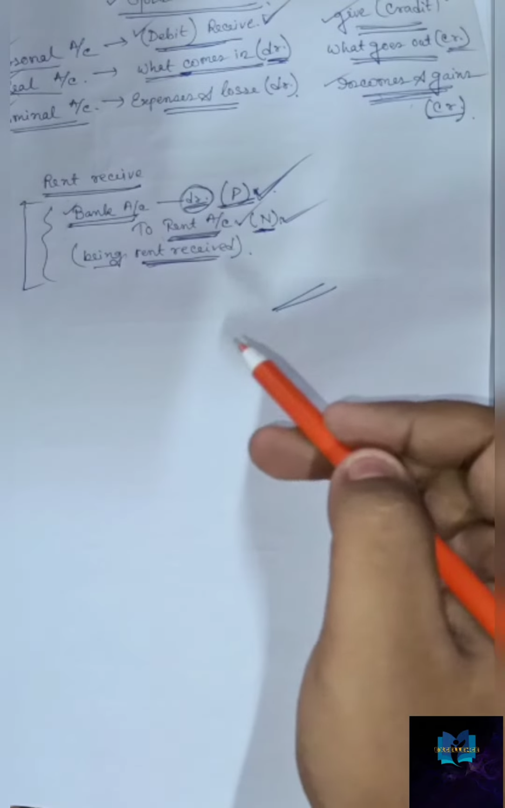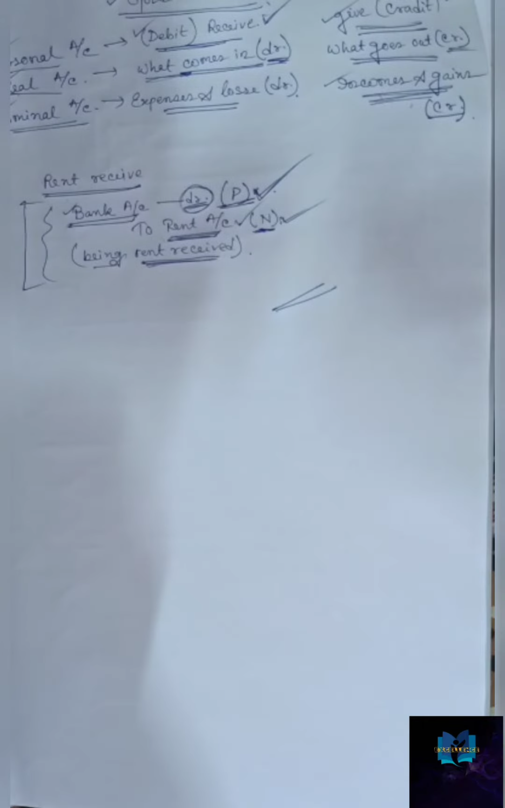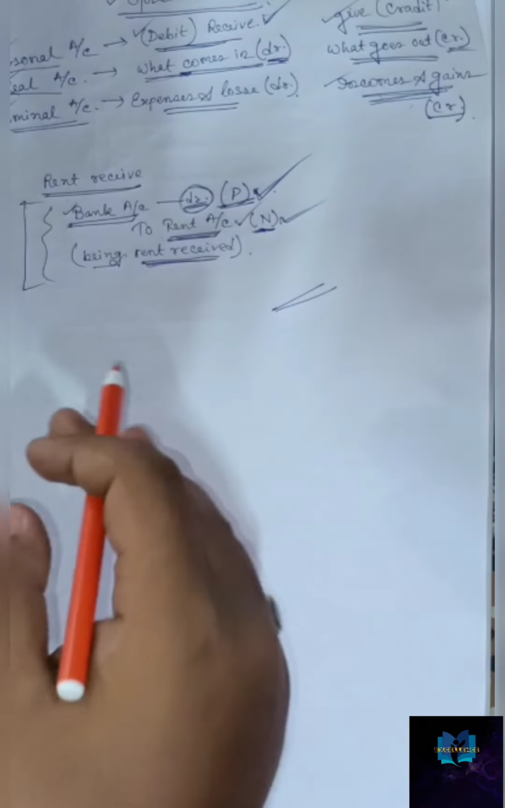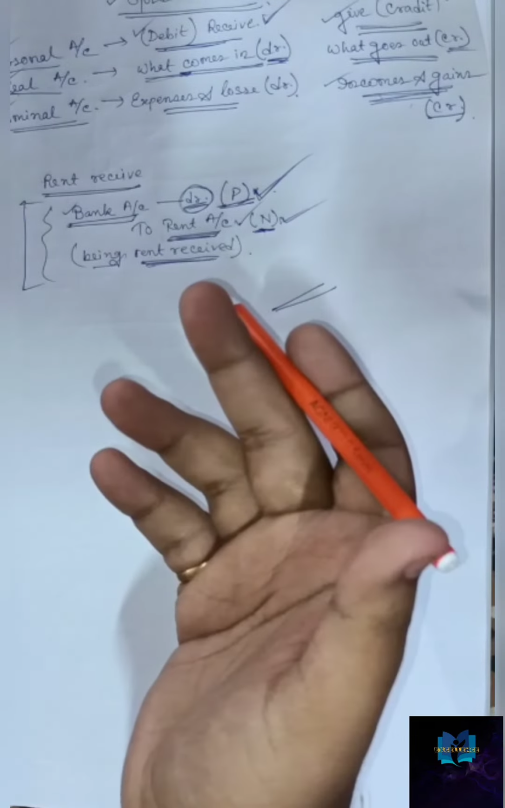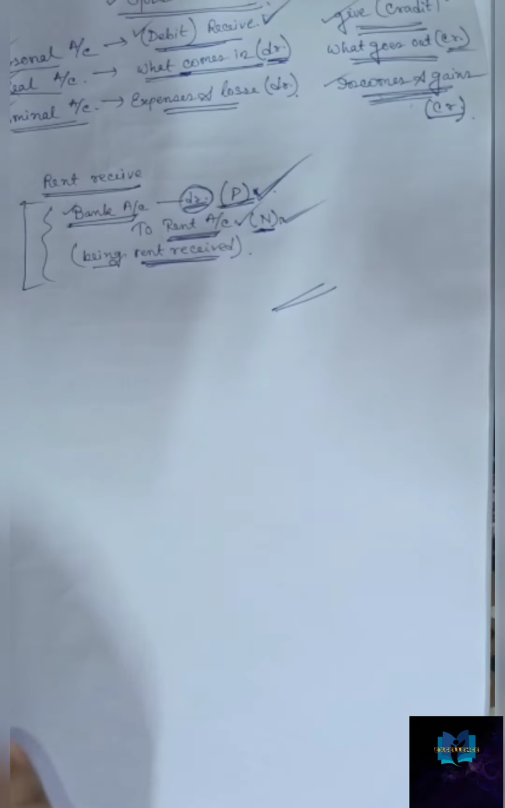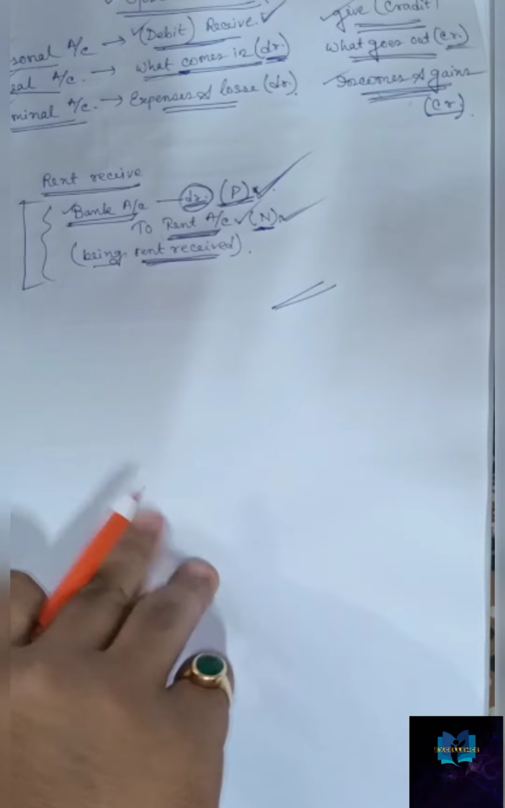I'm explaining it again. In golden rules, according to personal account, what we receive will be on the debit side, what we give will be on the credit side. In real account, what comes in is on the debit side, what goes out is on the credit side. But in nominal account, expenses and losses will be on the debit side, incomes and gains will be on the credit side. I hope this is clear now.